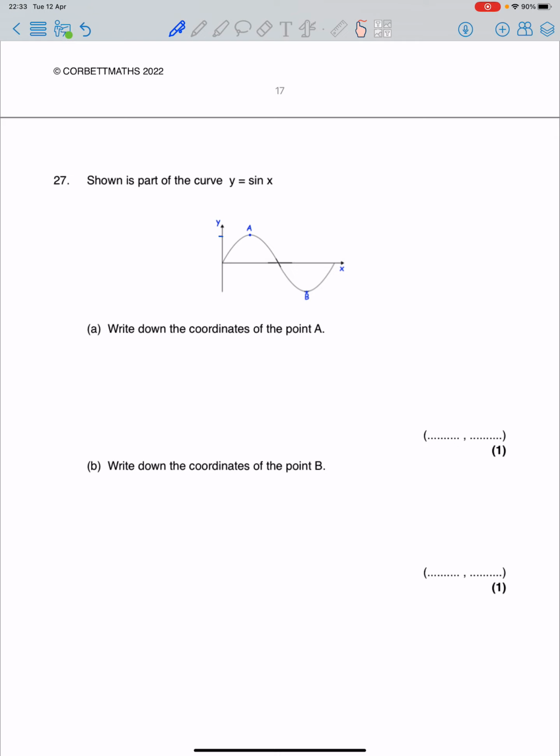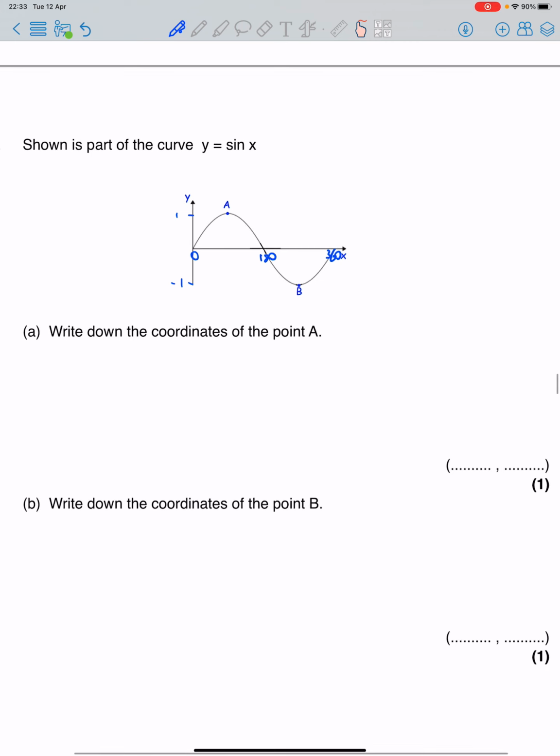The highest point of the sine graph is 1, and the lowest point is minus 1. Every time it hits the x-axis, we're adding 180 each time. So the first point is 0, then 180, then 360. And then this point here is going to be 90, and this point is going to be 270. So essentially we're going up in multiples of 90 overall.